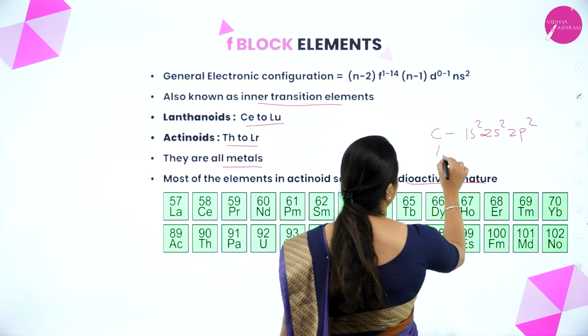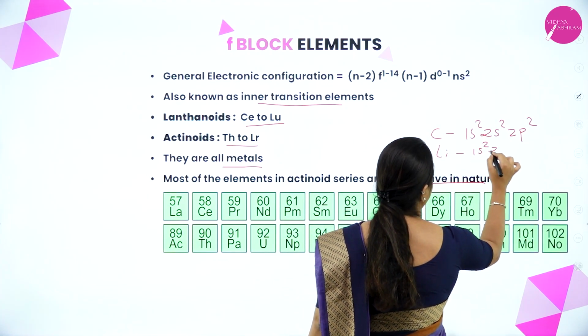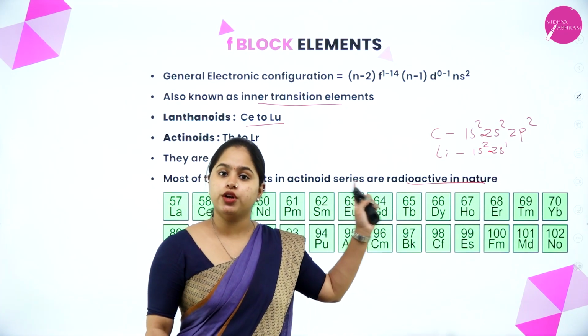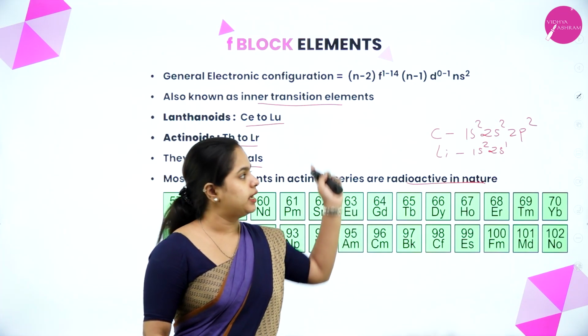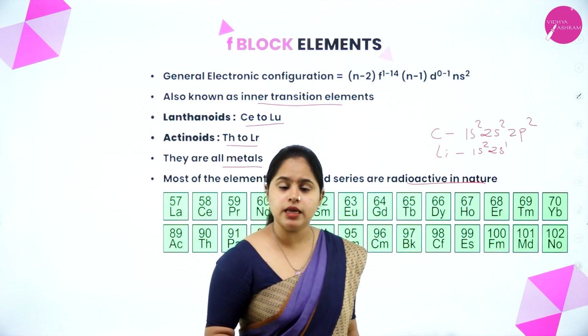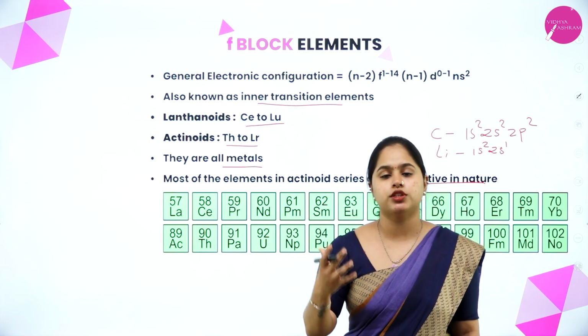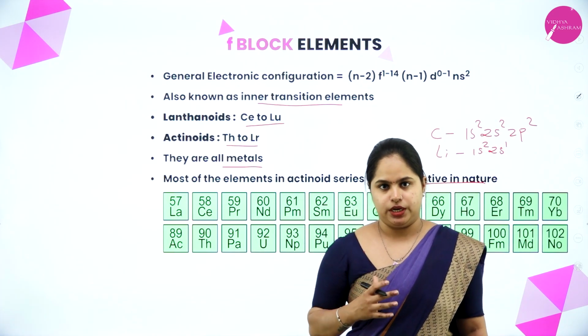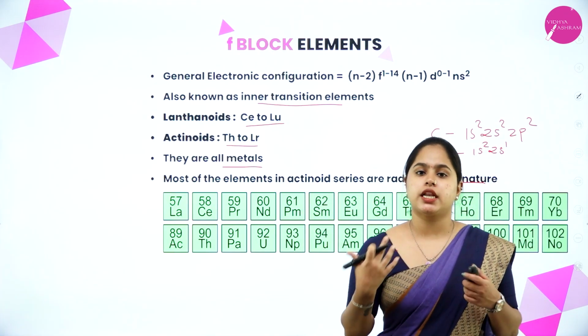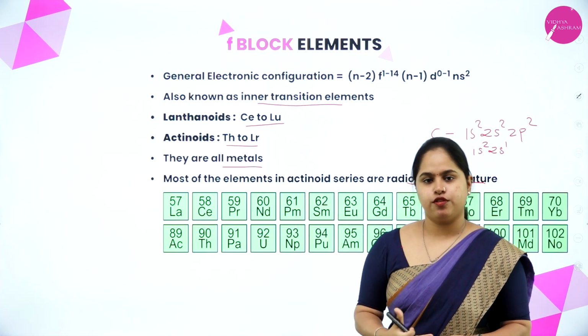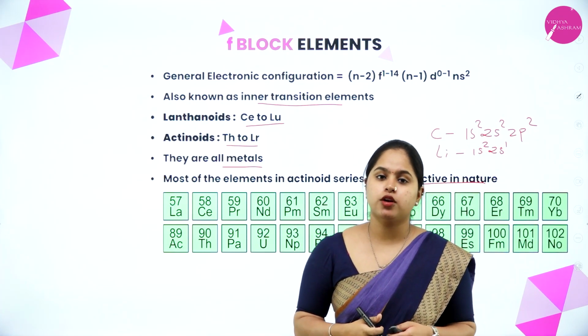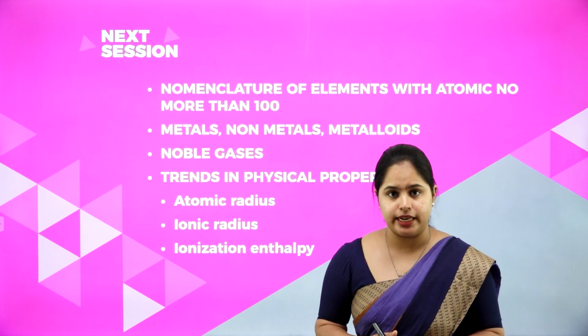Let's take the example of lithium. It is 1s2, 2s1, right? The last electron is going to the S orbital, right? Hence, it belongs to S block elements. And in D block elements, the last electron is going to the D orbital. And in F block elements, the last electron goes to the F orbital. So, I hope what we have discussed in this class is clear for you.